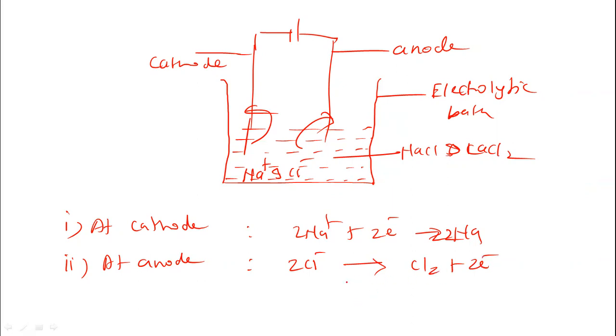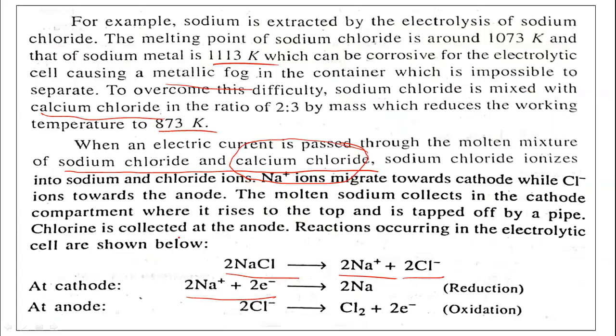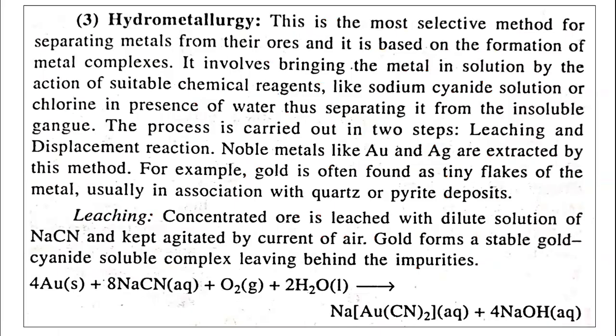It means oxidation takes place at the anode and reduction takes place at the cathode. So in this way, sodium metal gets formed and deposited on the cathode. In this way, sodium metal can be obtained by the electrolysis of sodium chloride. That is electrometallurgy. Then the third type of metallurgy is hydrometallurgy.